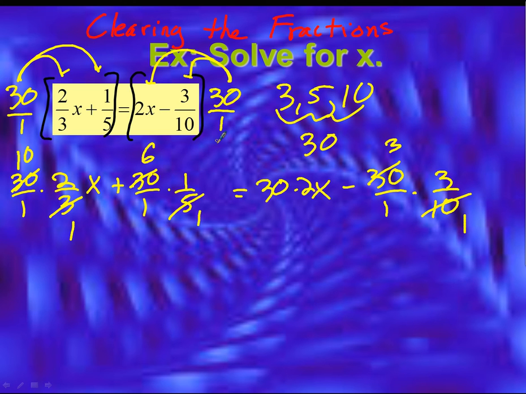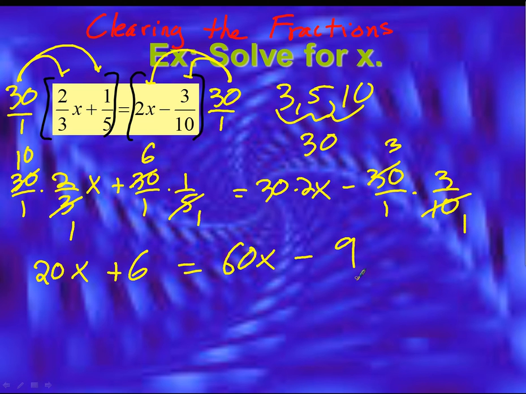I got 1s on the bottom of all of these. So this first term just becomes 10 times 2 is 20x, right? Second term becomes 6 times 1 over 1 is 6. 30 times 2 is what? 60. And then the last one, I get 1s on the bottom, and 3 times 3 is 9. Now, is that an accident? Did that work out so well? Does that surprise you?